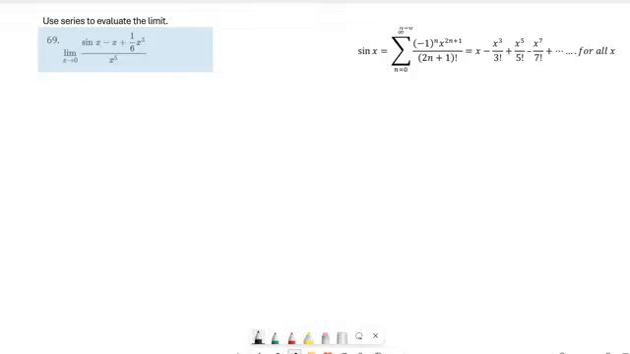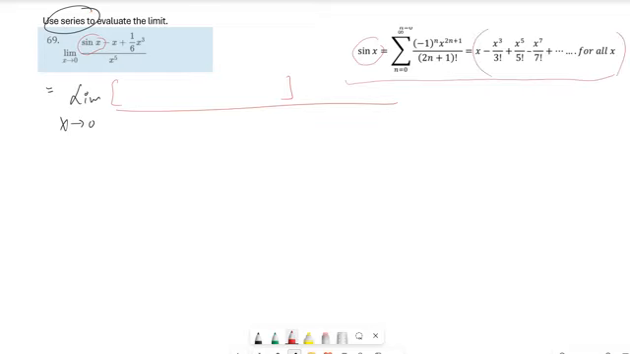Here the problem is to find this limit but use series to do that. So what does it mean for series? In this there is a sine function, and we've seen now sine function can be expanded as Maclaurin series like that, right? So in place of sine, we can replace that to find the limit. Limit x approaches to 0. In place of sine, I can write this whole series, which is convergent for all x.